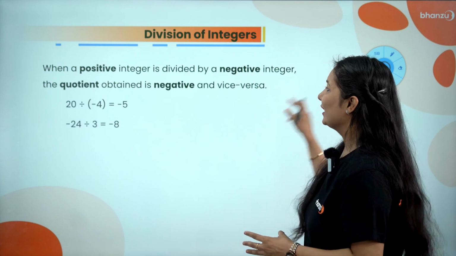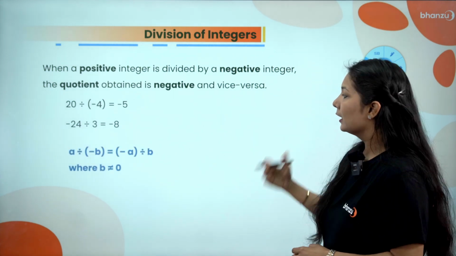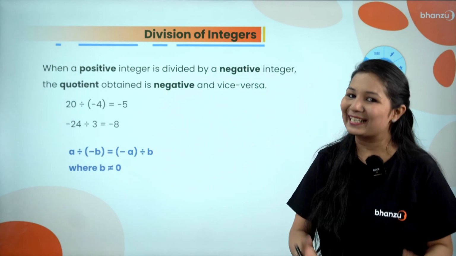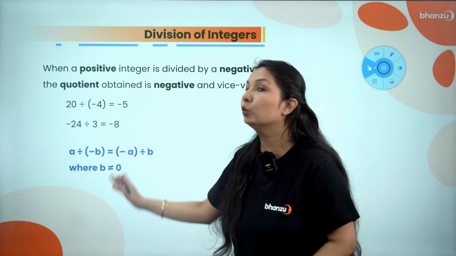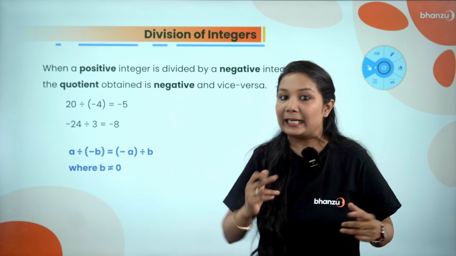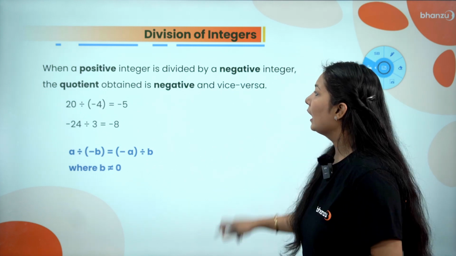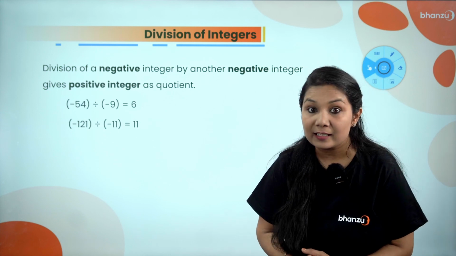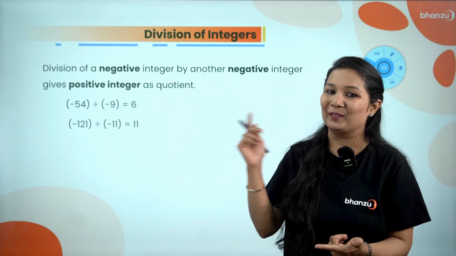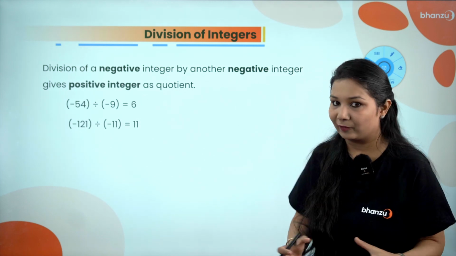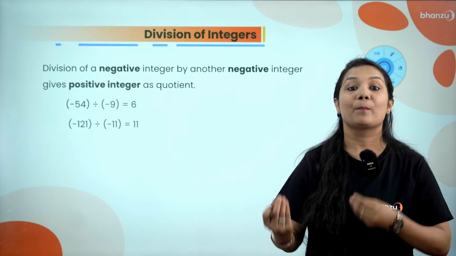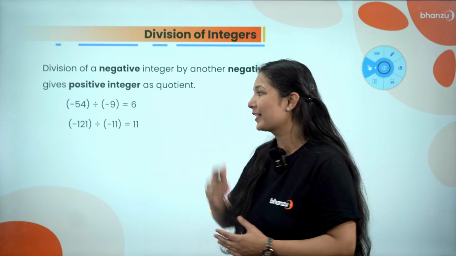So the sign of the quotient would be negative if any one of the integers is negative. Got it? So now let's move ahead to the second concept. Here you can generalize the statement: a divided by minus b or minus a divided by b would give you the same quotient, my dears, right? Got it, everybody? Let's take another example where we have both negative integers, the first integer divided by the second integer, both are negative. So this time the quotient is going to be positive, right? So minus 54 divided by minus 9 is going to give us a positive quotient, which is plus 6 over here.